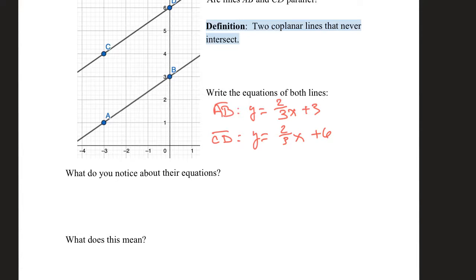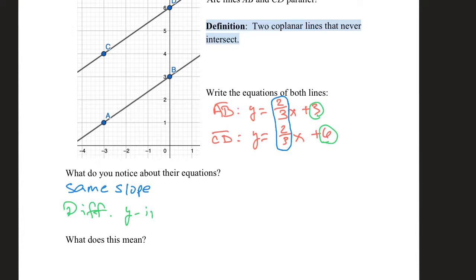Well, the easiest one is that they have the same slope. All right, and the other thing that I notice is that they have different y-intercepts. Now, why am I going to write this down? The reason why I write this down is because if the y-intercepts were the same, then they would be the same exact line. So in other words, if CD had a y-intercept of 3, then CD would be right on top of AB, and therefore they would intersect all the time. So the y-intercepts need to be different numbers.